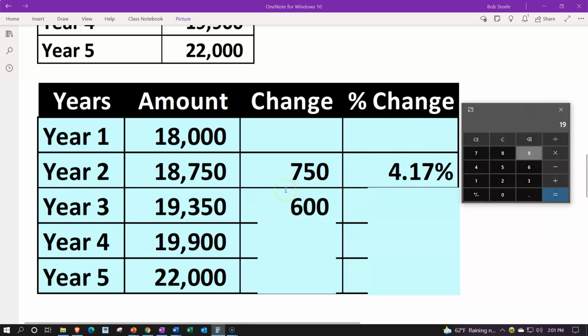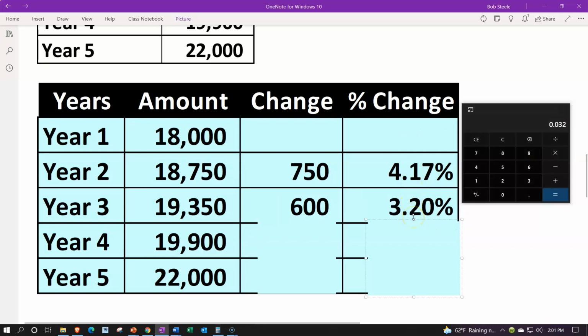So I'm going to take the 19,350 minus the prior year, 18,750. We have a change of $600. I'm going to take that $600 and compare it to the prior year to get our percent increase, divided by the 18,750. That's going to give us about, if we move the decimal place over, 3.2%.